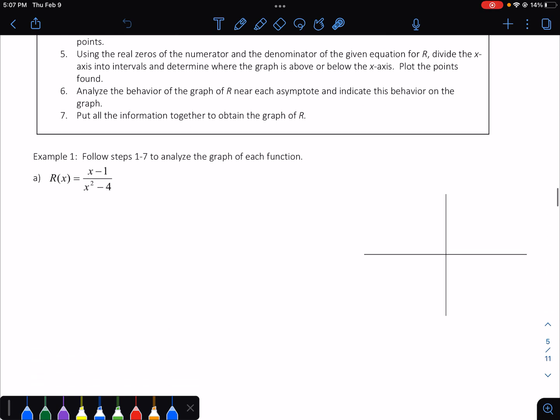So here, there's nothing to factor on the top, so I have x minus 1. On the bottom, it's a difference of squares, so it's x plus 2 and x minus 2. So our domain is that x cannot be plus or minus 2. Okay? There's nothing that cancels out in these, so we can find our y-intercept. So if we do r of 0, I get -1 over -4, which is a positive 1/4. So about there.